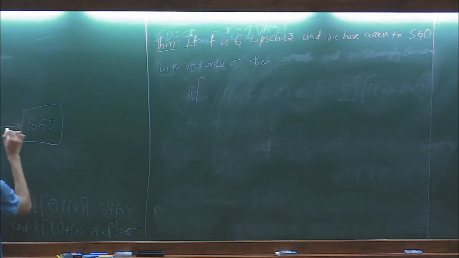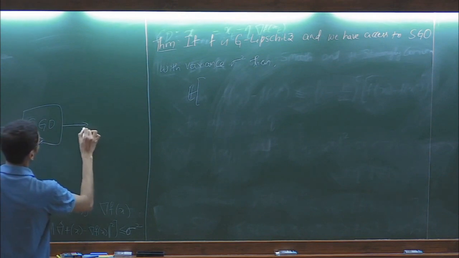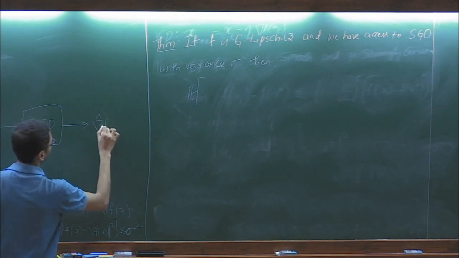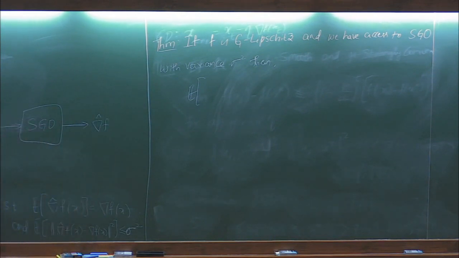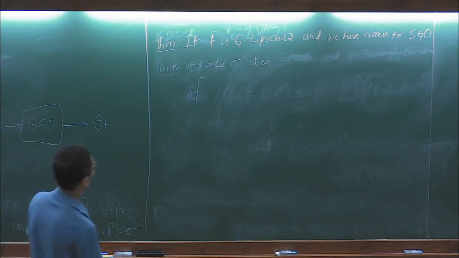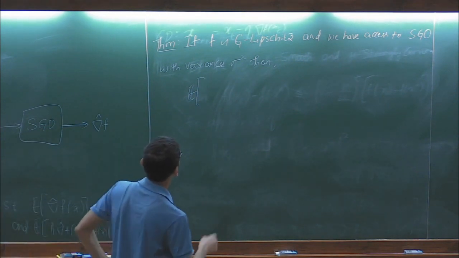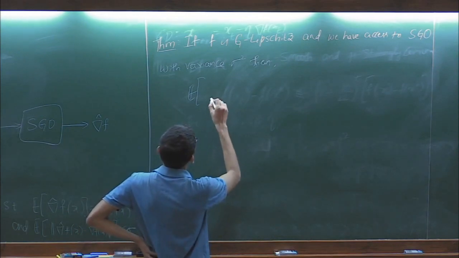I give it an x, and it gives me a random vector grad hat f, and the grad hat f satisfies these two properties. So grad hat f of x, its expectation. So in the structure you have over there, you would be having access to a sample of the sub. Yeah, exactly.